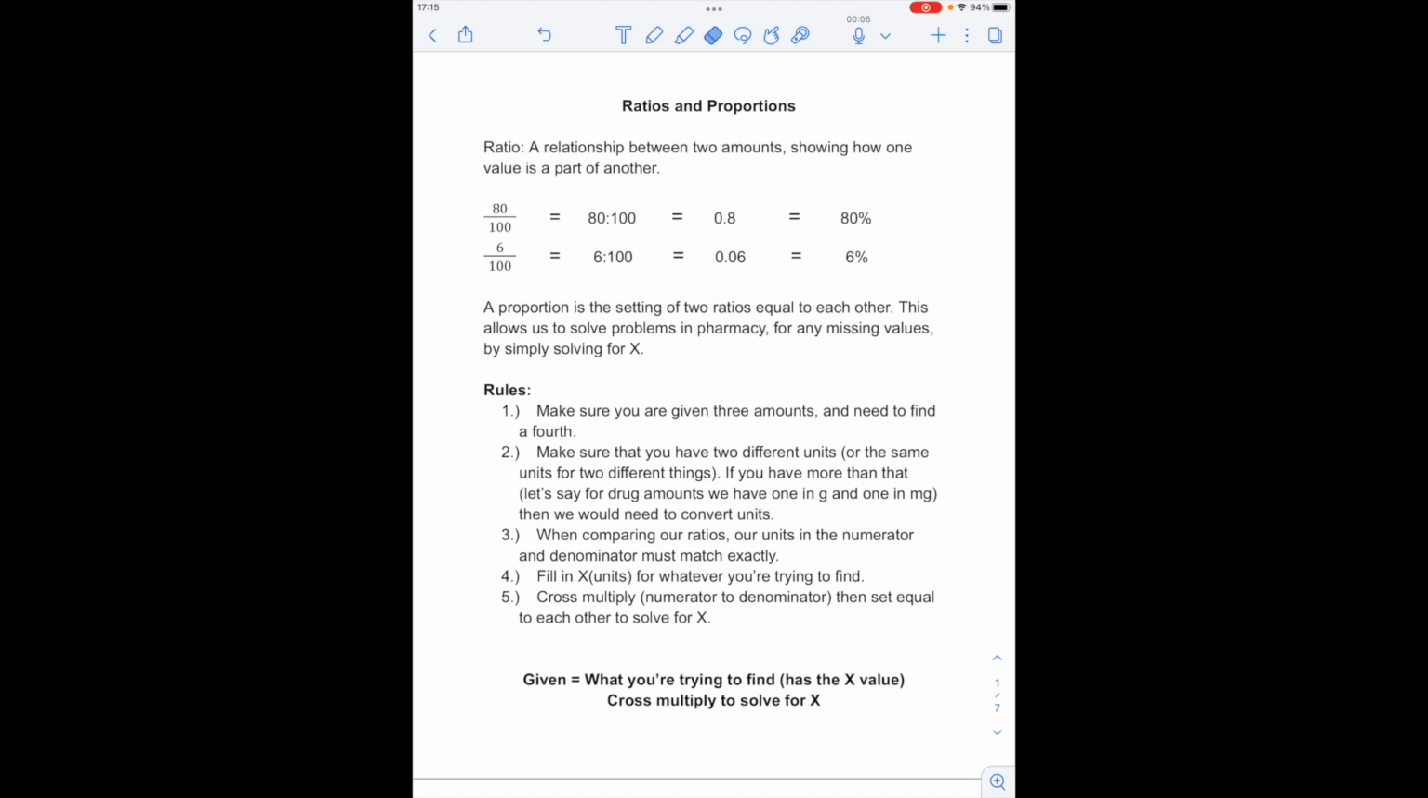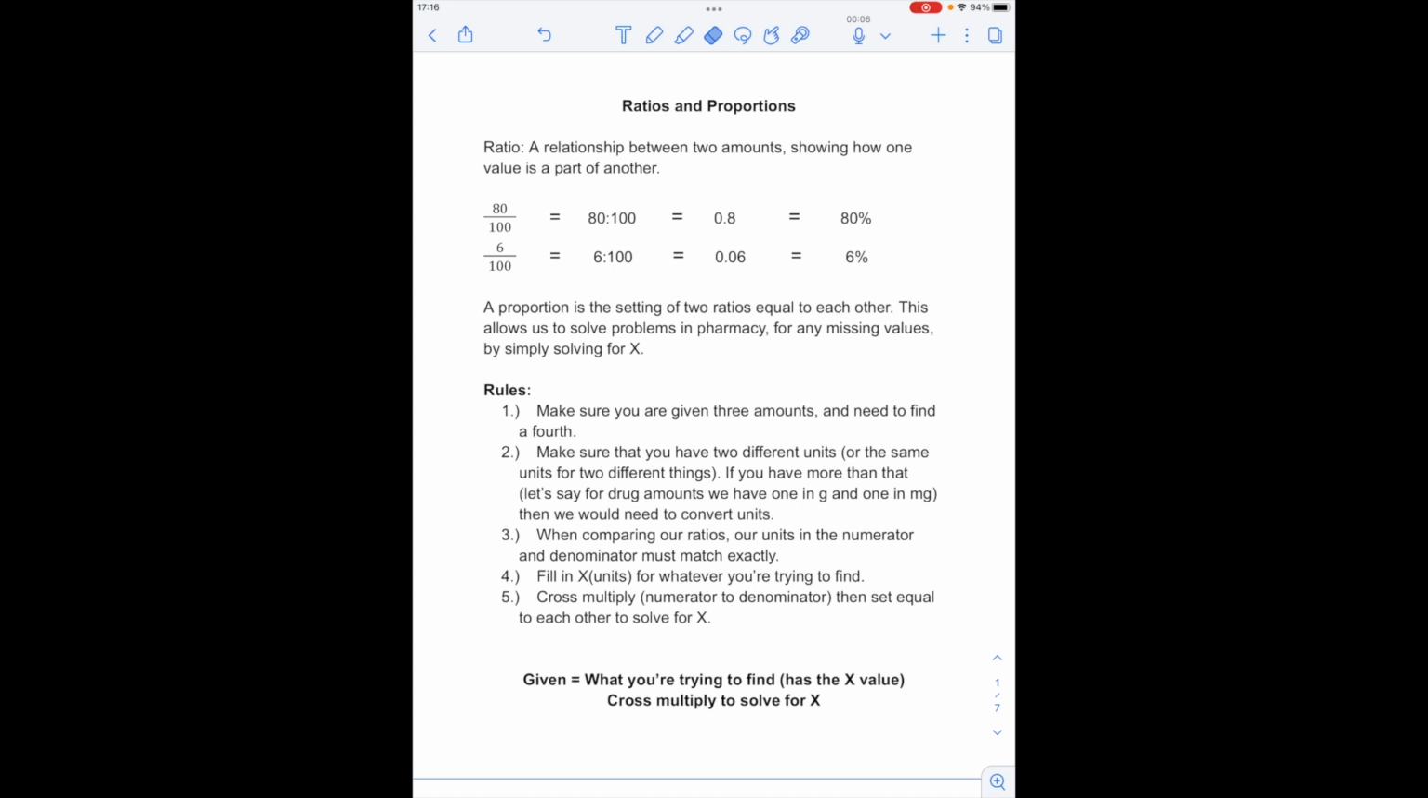I'm going to first read off the general rules for ratio and proportion, then we'll go over some examples so you can see how these rules play out in practice. So, rules for ratio and proportion. Number 1, make sure you are given 3 amounts and need to find a 4th amount. Number 2, make sure that you have 2 different units or the same units for 2 different things.